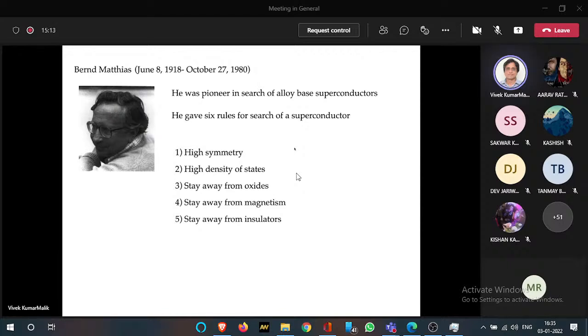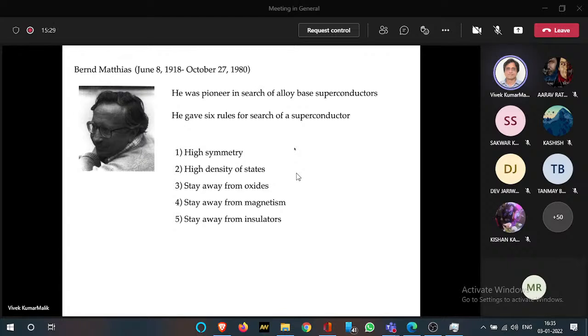Oxides would not be superconducting. Magnetic materials would not be superconducting. Stay away from the insulator, and that's how you can find a new superconductor when the search for superconductivity was going on within the different alloy materials.